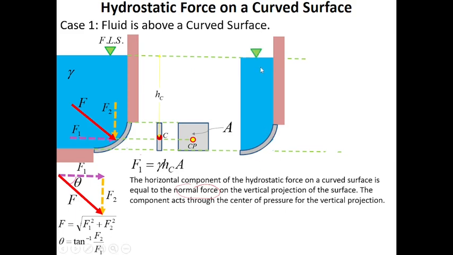Considering that, this is the free liquid surface, and this is the vertical component of the hydrostatic force, which is F2, acting at this point, which is the center of gravity of the mass of volume contained above this curved surface, no?